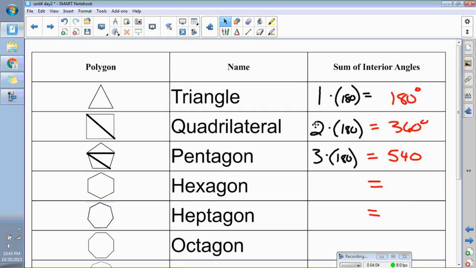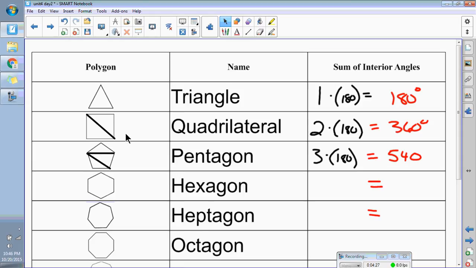Now, if you notice, however many sides we have, there are 2 fewer triangles. So obviously a triangle has 3 sides. There's only 1 triangle in a triangle. If we look at a quadrilateral, there are 4 sides, but there are only 2 triangles. Pentagon, 5 sides, and only 3 triangles.